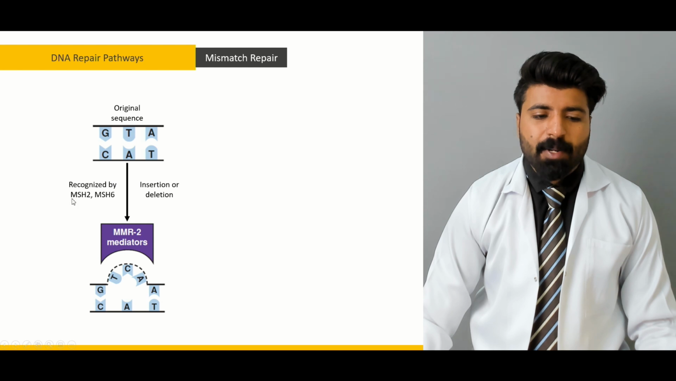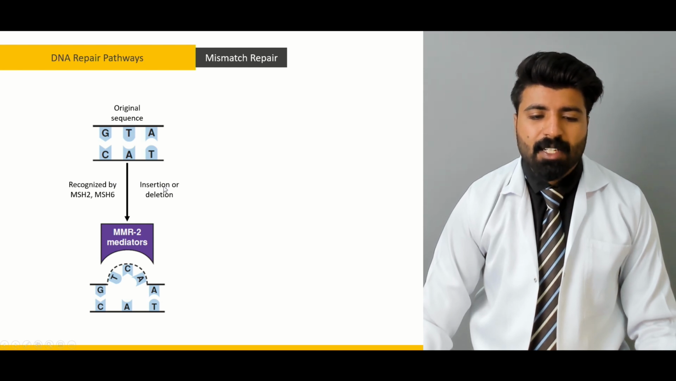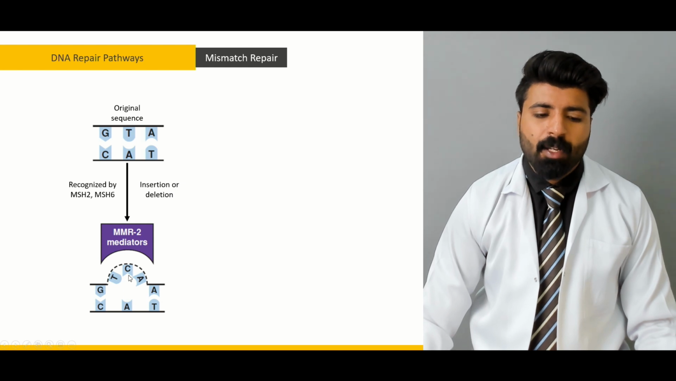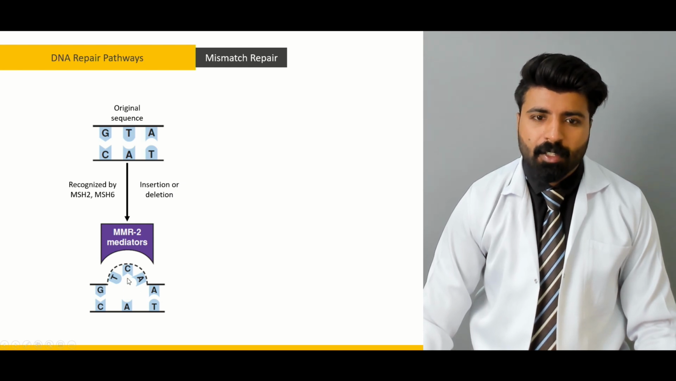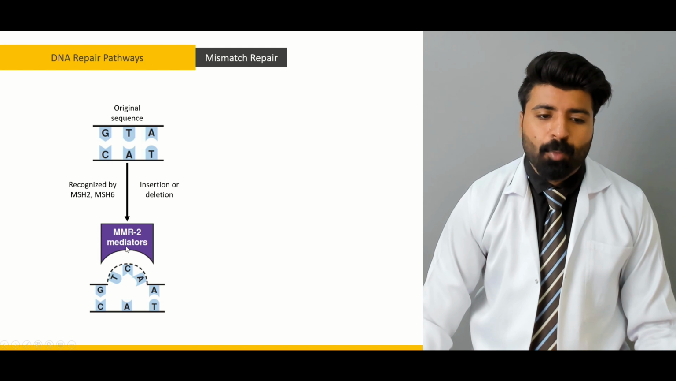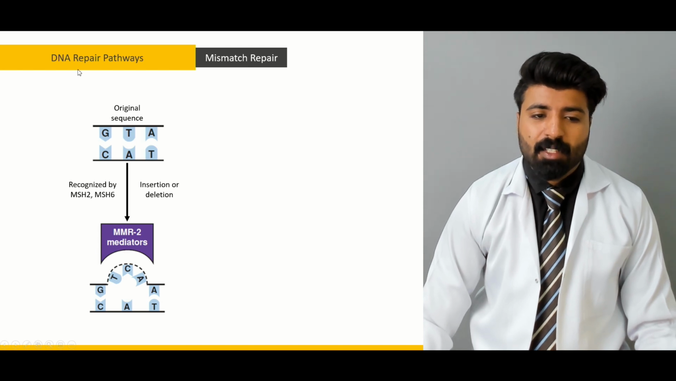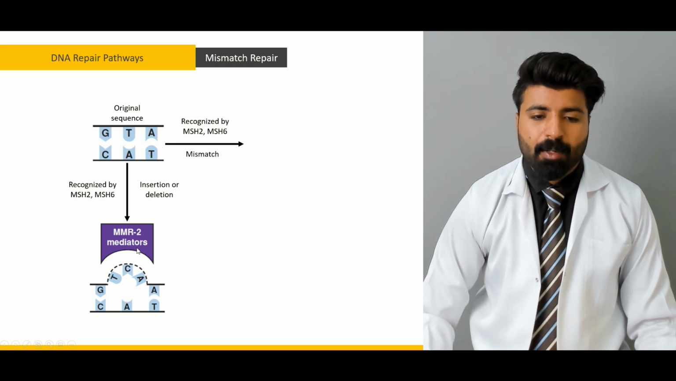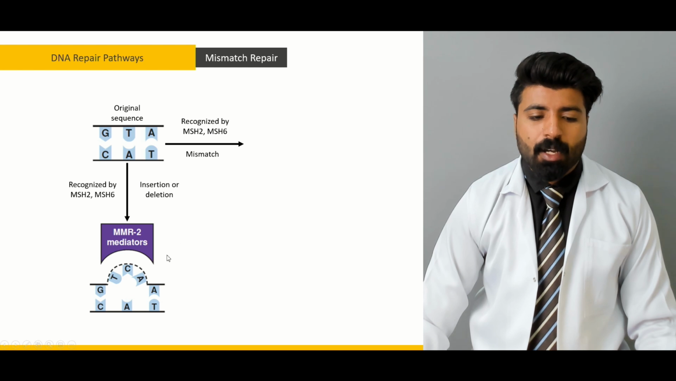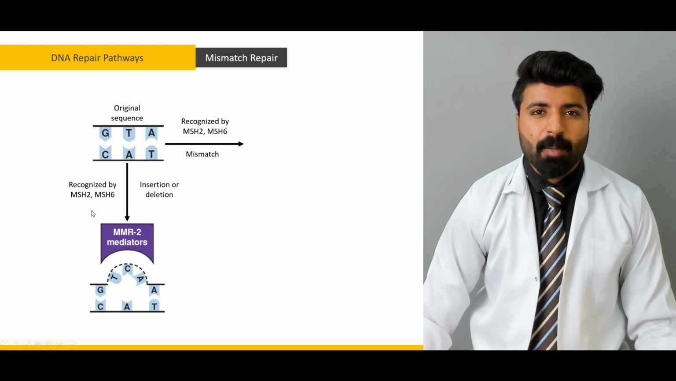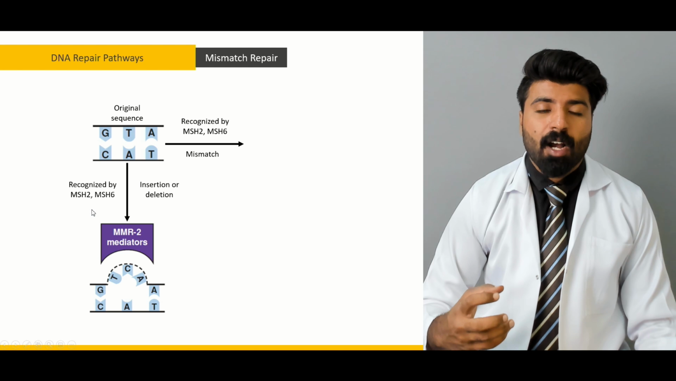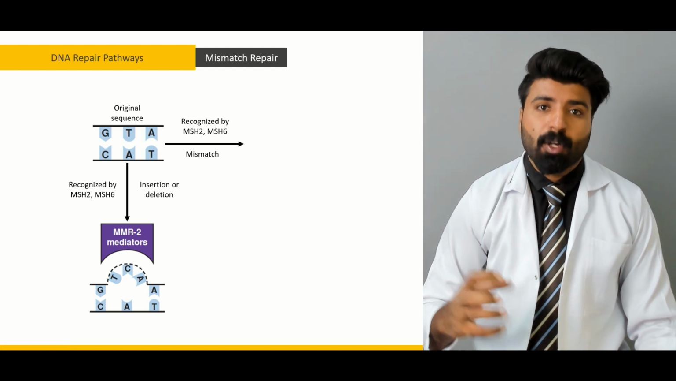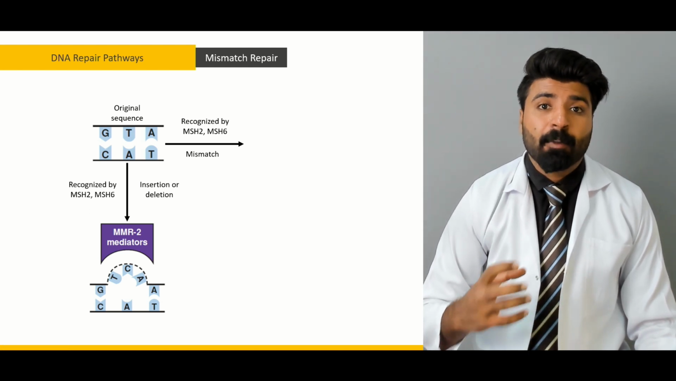It is recognized by MSH2, MSH6, and it's either insertion or deletion. Maybe this place is deleted, maybe it's inserted. In both the ways, it can be recognized. This mutation can be recognized by MSH2 and MSH6. And after recognizing it, the body will try to repair it. We're going to talk about what kind of repair it will go through.